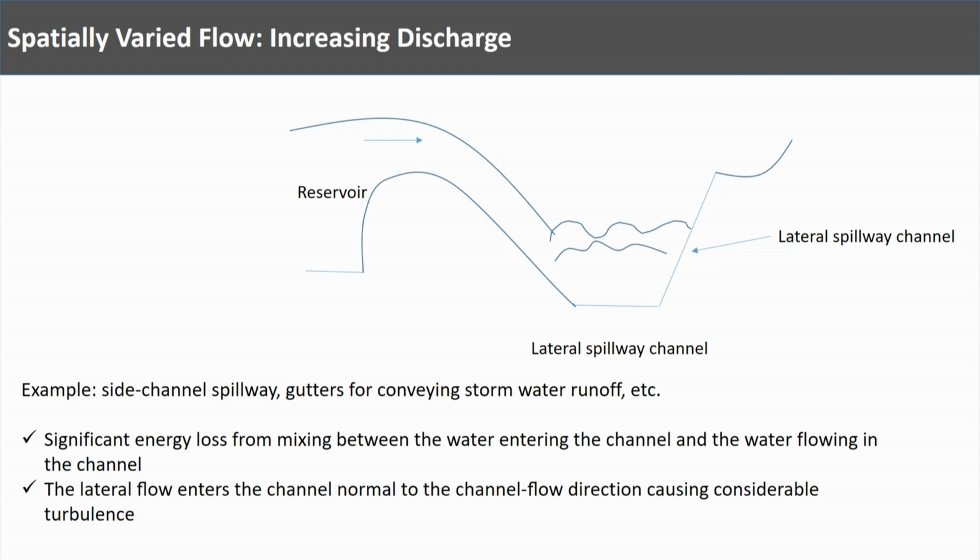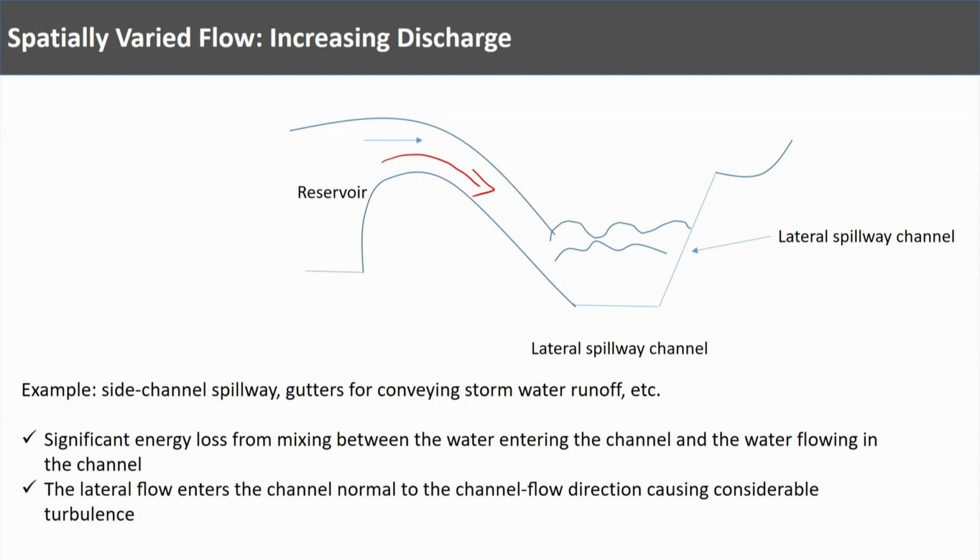So, we will derive the governing equation for this spatially varied flow with increasing discharge. In that case water is added. So, this is a lateral spillway channel. Here water is added to the channel, and in that case the flow discharge is increasing.